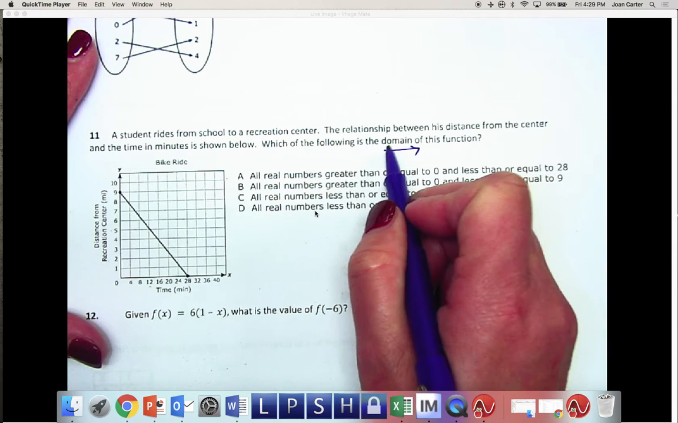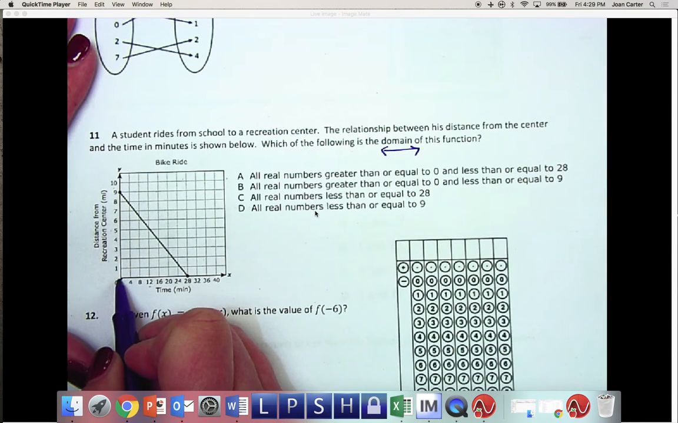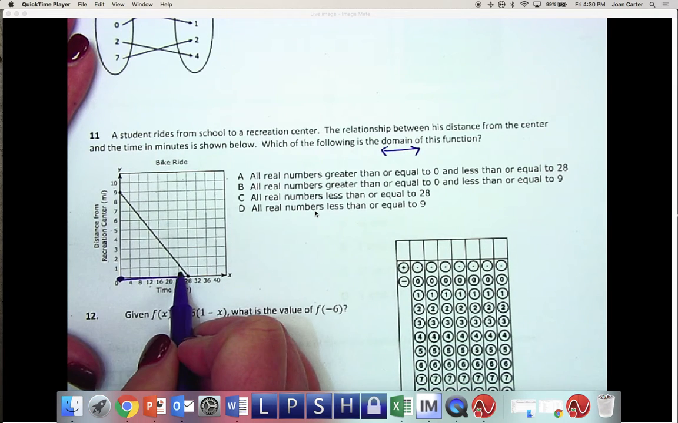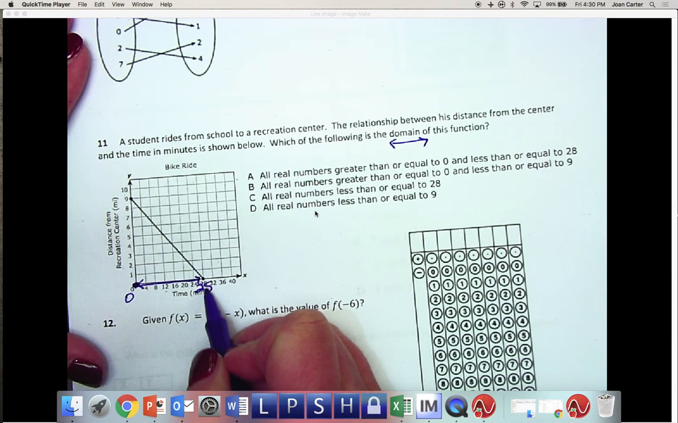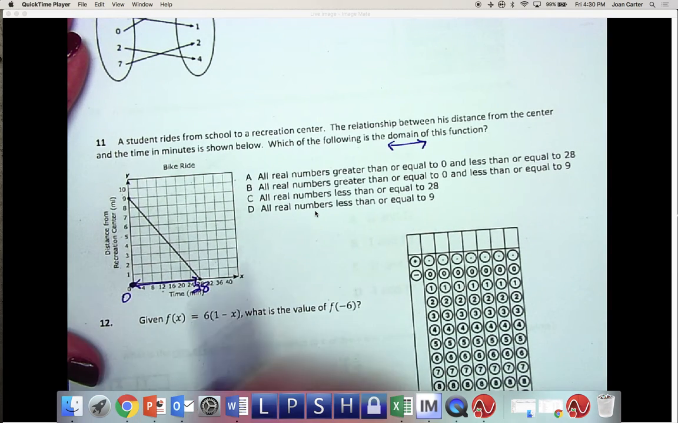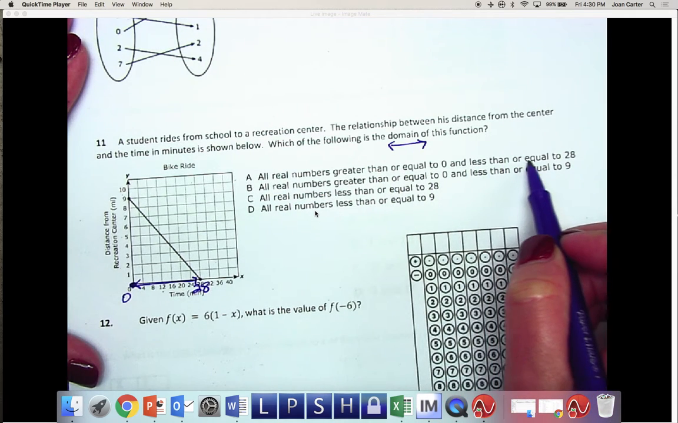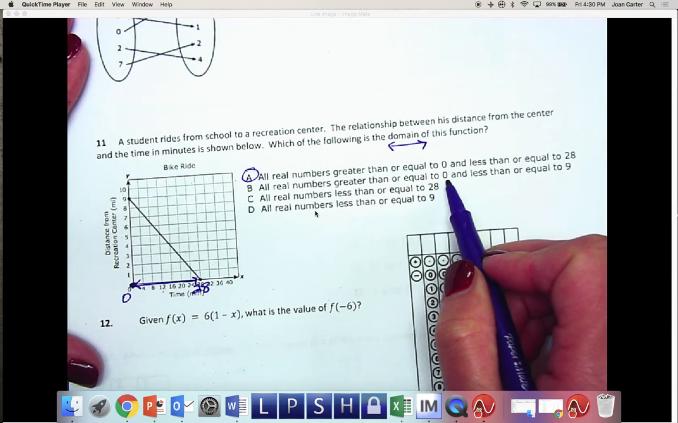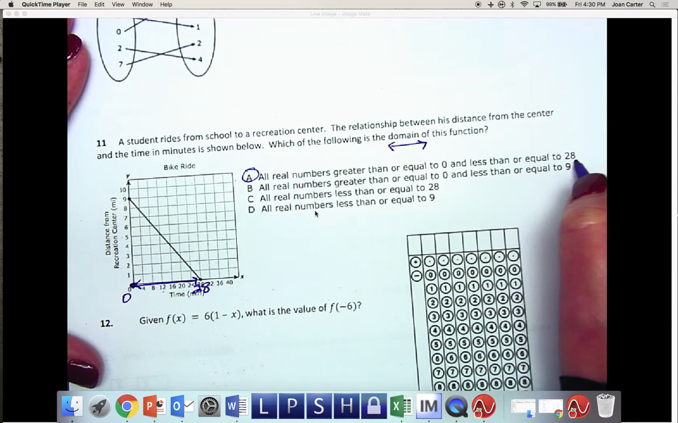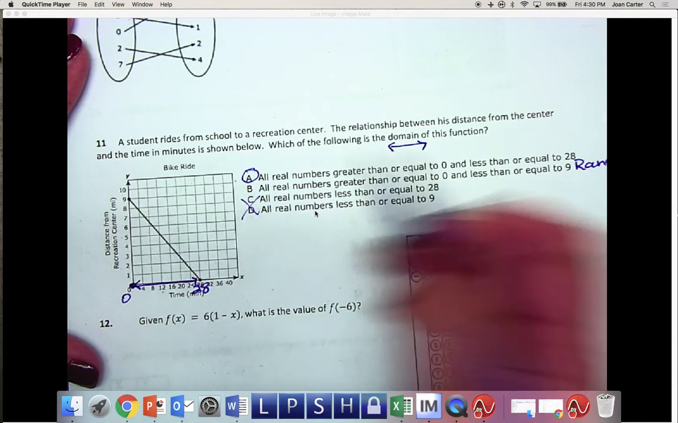Now remember, domain goes left to right. All right, so we're going to start here. Nothing's going past 0 or 28. So we're really kind of stuck here between 0 and 28. So we're looking for real numbers greater than or equal to 0 and less than or equal to 28. I think this is the answer. Here I've got 0 and 9, which is the range. And these two are just not good.